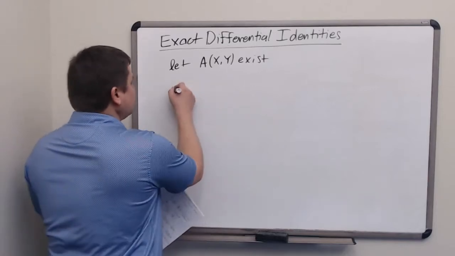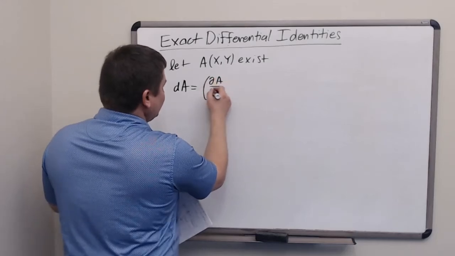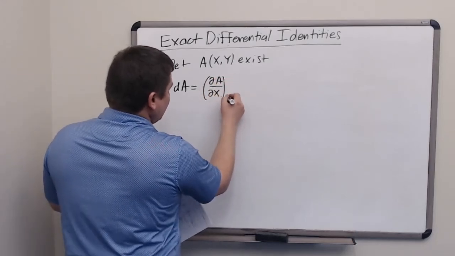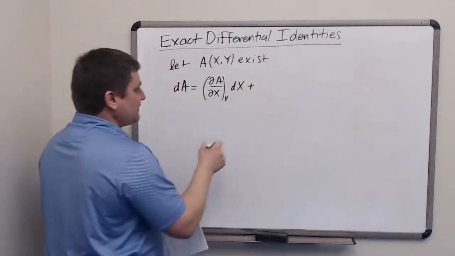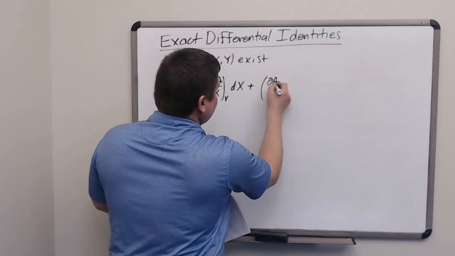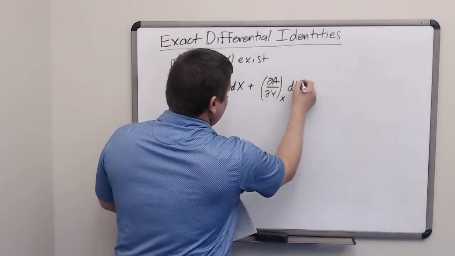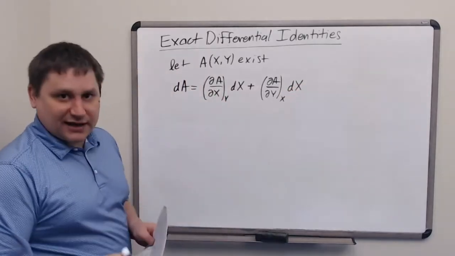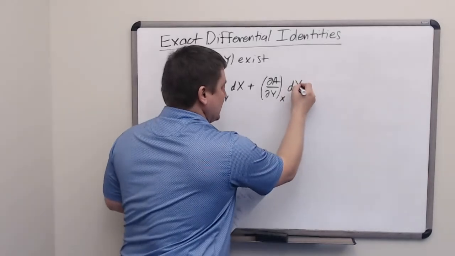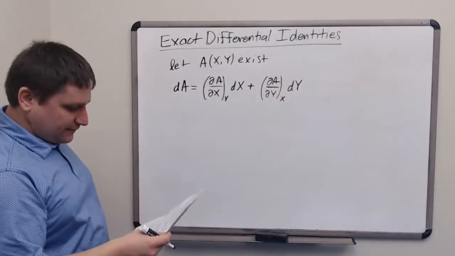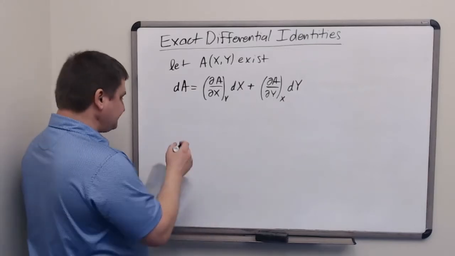So we can write dA, the differential change in a, as partial of a with respect to x, while y is held constant, times the differential of x, plus partial of a with respect to y with x held constant, multiplied by dy. Right. Okay.